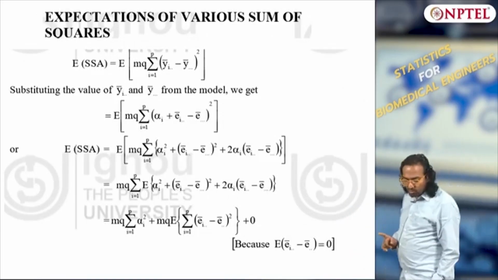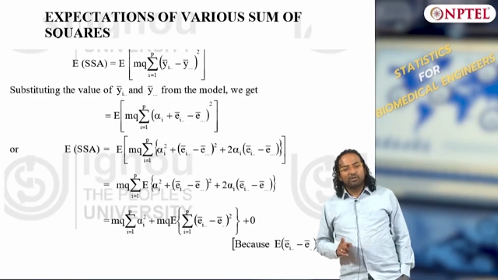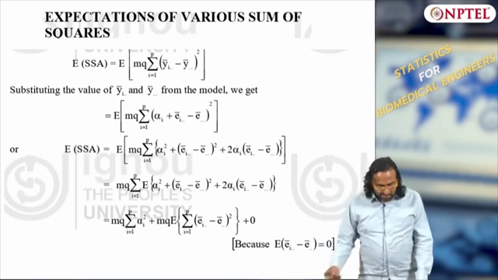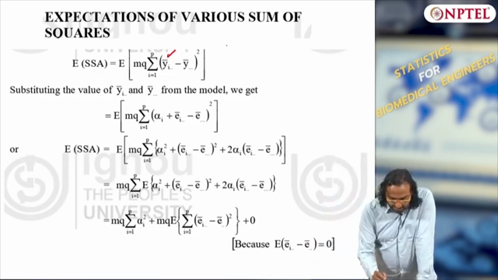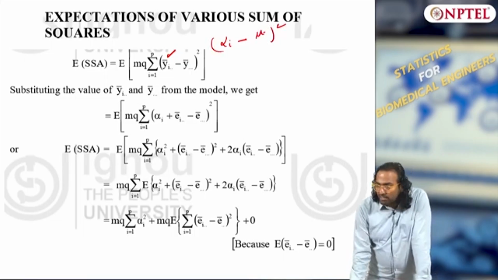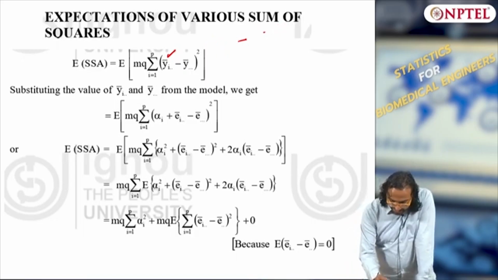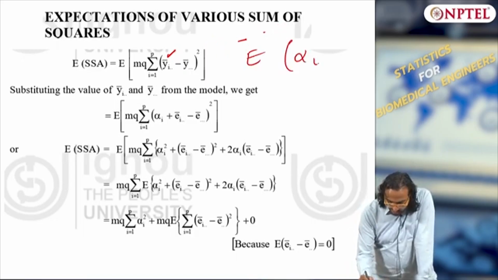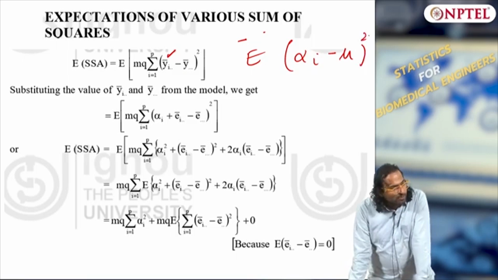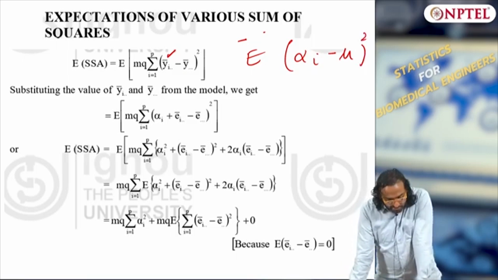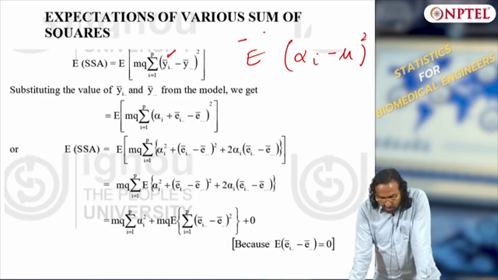So how do you start? What is the sum of squares due to A? It is the estimate alpha i minus mu, the whole square, sum of alpha i minus mu the whole square. So you have the expectation of alpha i minus mu the whole square, and what is the total number of data points? Expectation, right? What is the total number of data points?